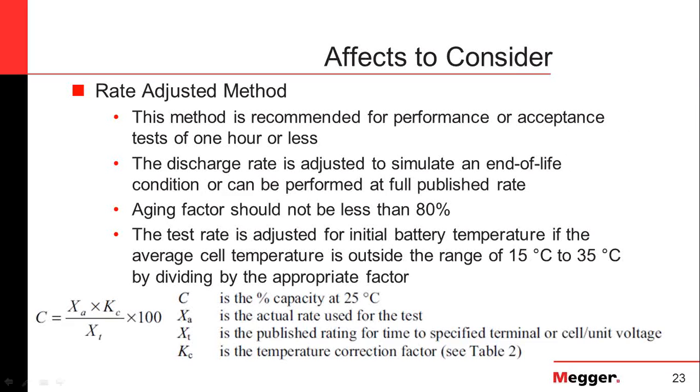And my calculation, you'll see it change a little bit. Instead of the temperature correction portion being in the divisor, being in the bottom portion, now it's on the top, where I have my actual rate, and instead of being time this time, now it's actually current, and then I have my published rating. Got my temperature correction, multiply that by 100, and that gives me my percent capacity.